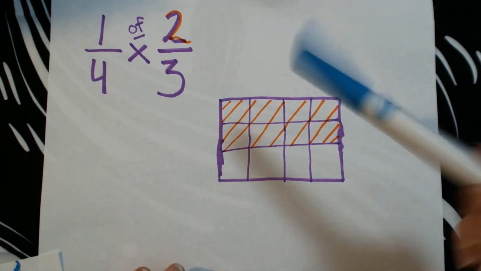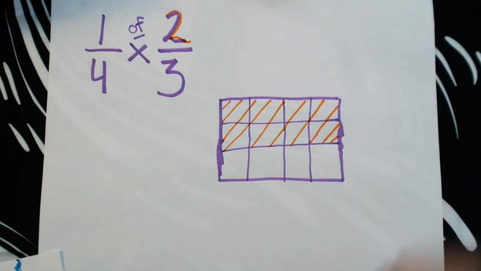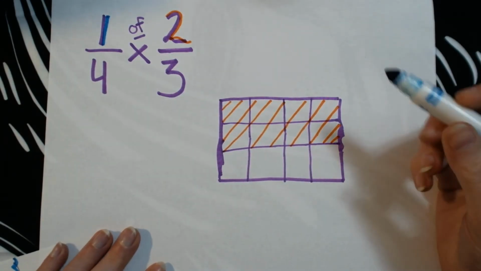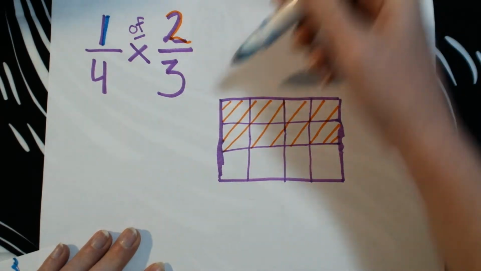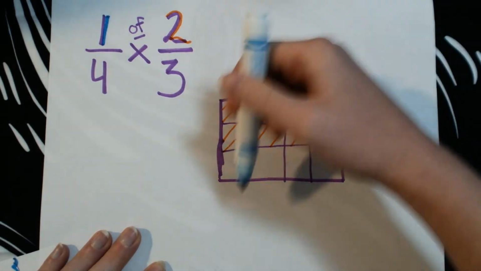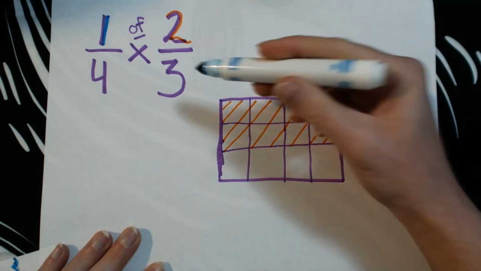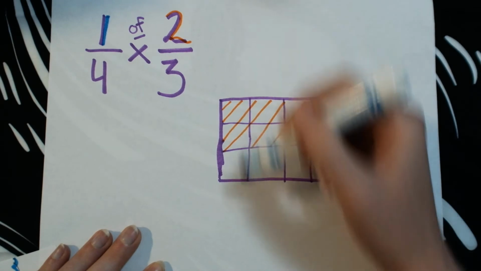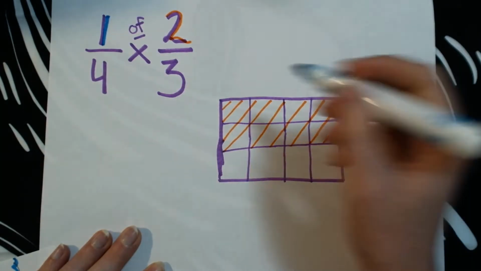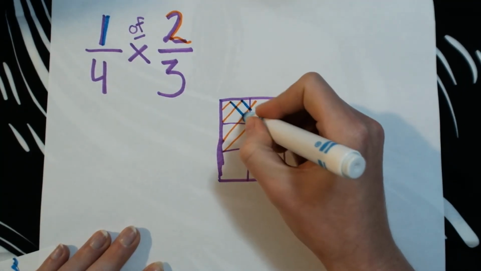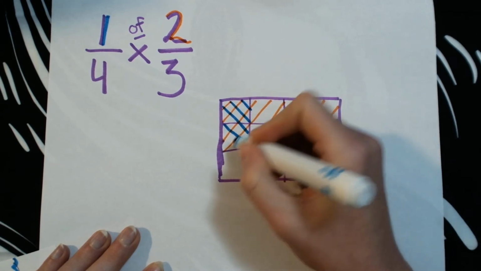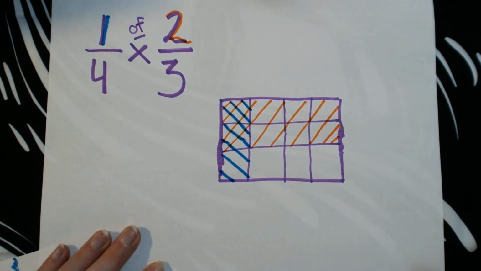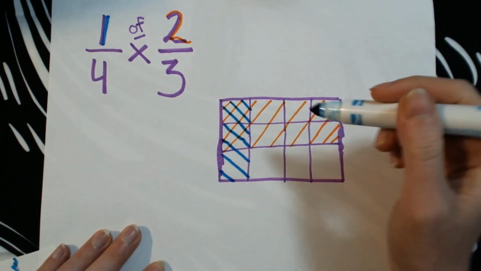Now I'm going to make one of my fourths this blue color. This is going to be the one of the fourths. So now remember, this item is divided into fourths vertically, and it's divided into thirds horizontally. So I'm going to need to pick one of the vertical columns for my 1/4. I'm going to go ahead and shade that in now. Now I can see where they overlap.